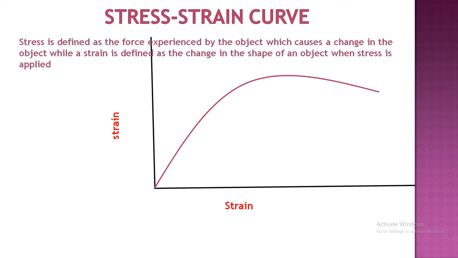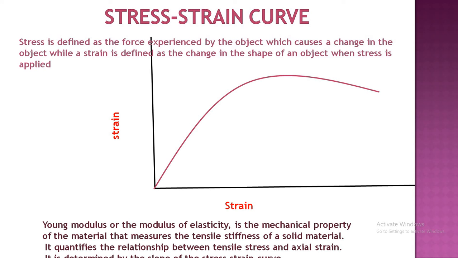Stress is defined as the force experienced by the object which causes a change in the object, while strain is defined as the change in the shape of an object when stress is applied. Stress is a measurable quantity and has a unit, while strain is a dimensionless quantity and has no unit.